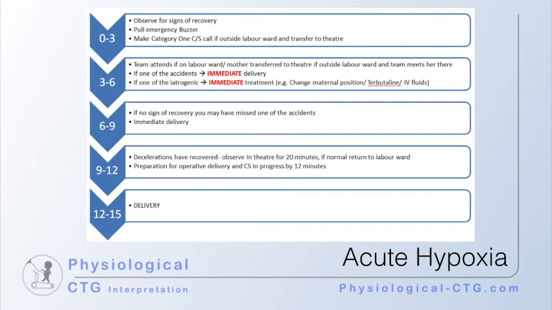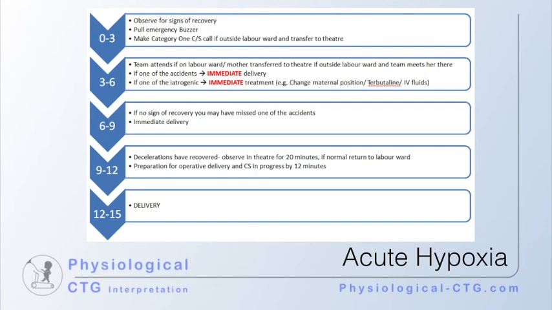Between 3 and 6 minutes, the mother is attended by the team on labour ward and assessed for one of the 3 intrapartum accidents. If one of the accidents is identified, immediate delivery should be commenced. Once the accidents have been ruled out, we look for one of the reversible causes and give immediate treatment. If after 6 minutes there is no sign of recovery, we must consider we may have missed one of the accidents and arrange for immediate delivery.